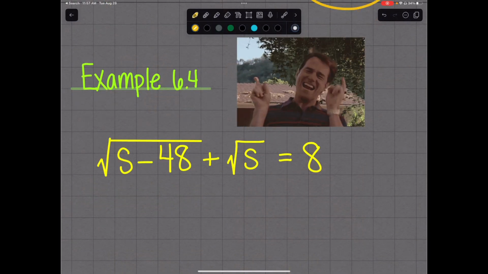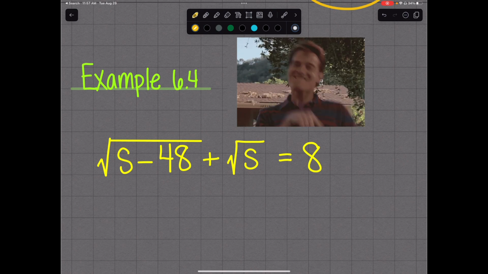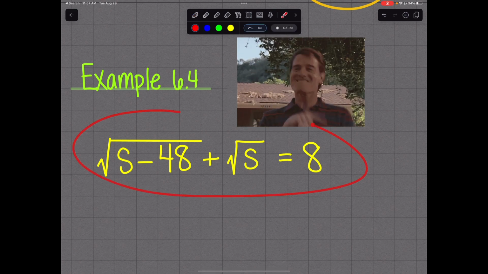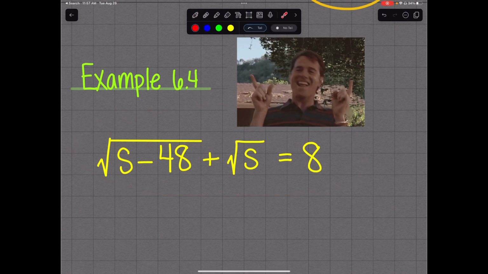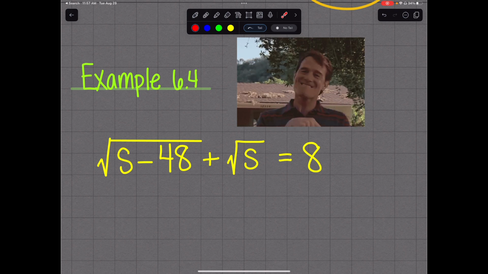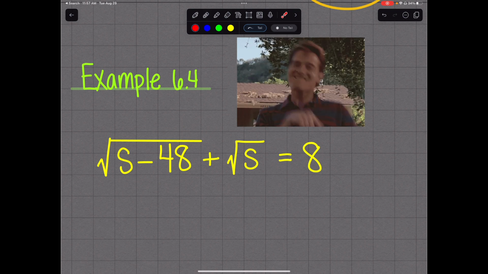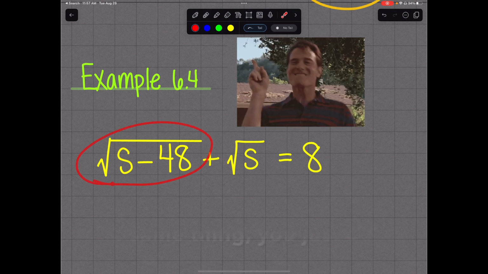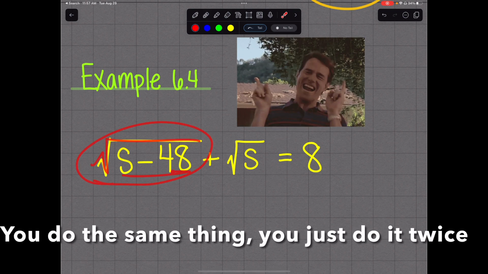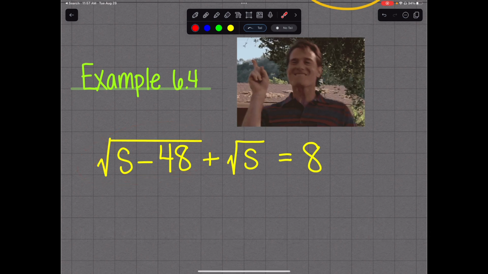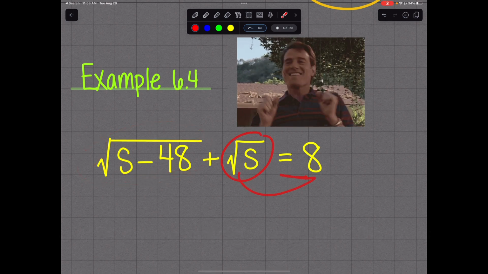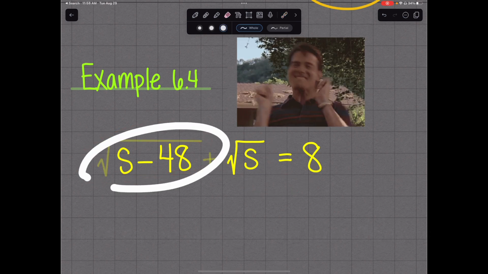Okay, here we go. We're going to go on with the next example, which is this one, and we are going to solve for s. First, we want to isolate this on one side of the equation. We're going to isolate the big one with the lots of stuff underneath it, okay? Even moving this to the other side, that's okay. We're just going to isolate one of them.